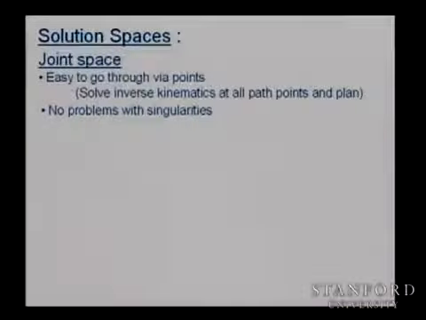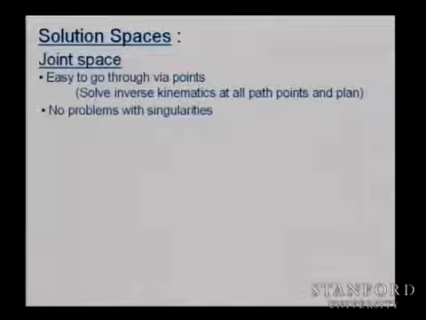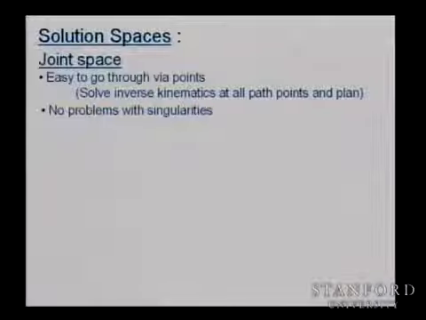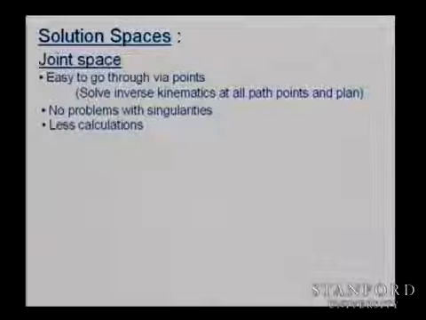Okay? So that's pretty simple, and it's much less calculations. There is no problem with the singularities because the singularities occur in joint space. That's where the manipulator cannot move in a certain way because the physical structure is precluding it from doing that. Okay? So in joint space, that's immediately obvious. Less calculations. We are only doing the inverse kinematics at these target points.